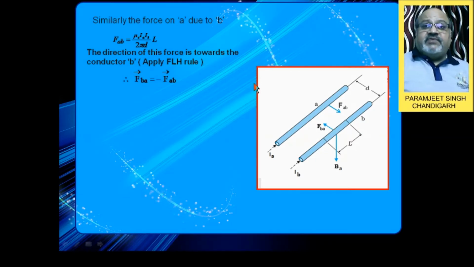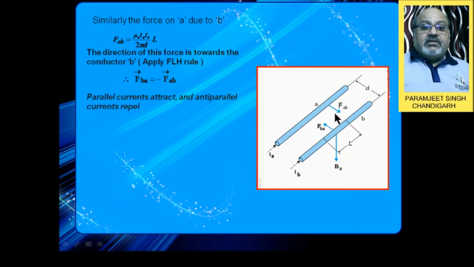So now this is very clear. FAB and FBA are both equal in magnitude but opposite in direction. Therefore, here Newton's third law of motion is applicable. For every action, there is an equal and opposite reaction, and action and reaction never act on the same object. Therefore, vector FBA plus vector FAB is equal to 0, or you can say vector FBA is equal to minus vector FAB. Magnitude wise same, direction wise opposite. Now one more important conclusion is here. See, the direction of current is the same.